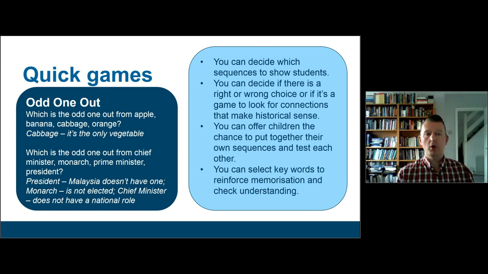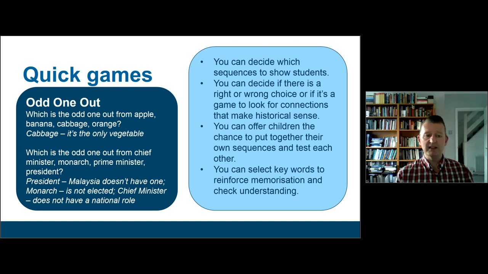The first one you can use in the classroom, odd one out, is a really simple activity. For example, you introduce it by saying which is the odd one out between apple, banana, cabbage and orange. Clearly the answer is cabbage because it's the only vegetable. Then you can follow up with more historical examples. Which is the odd one out from Chief Minister, Monarch, Prime Minister, President?